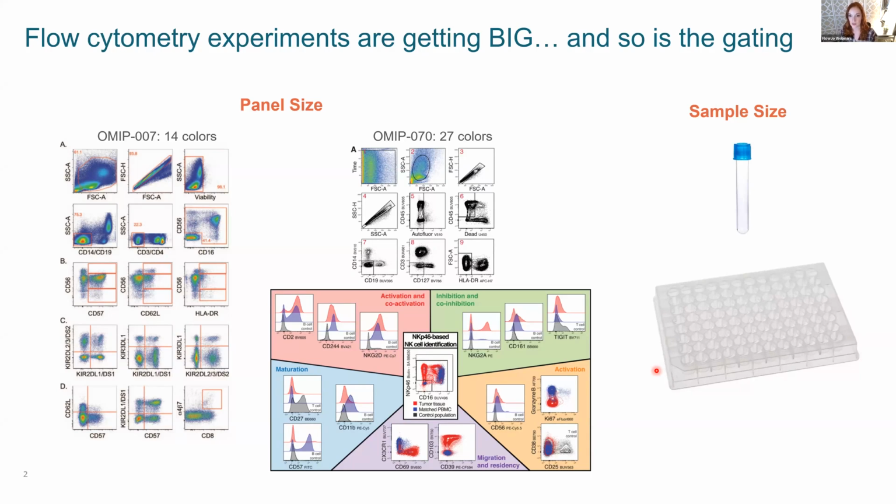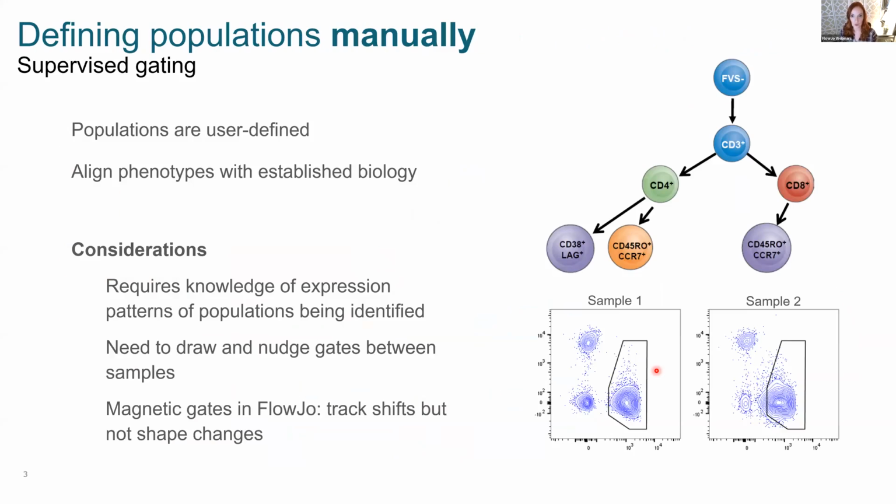All of that just adds up to more time finding gated populations, right? Whether that means that it's a large panel or just because you have a lot of samples. As flow cytometrists, we spend a good part of our analysis just drawing gates and moving those gates around. Right, so what are the approaches we can take when we need to identify populations in our samples, no matter how big the panel size?